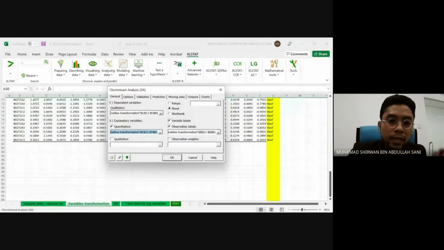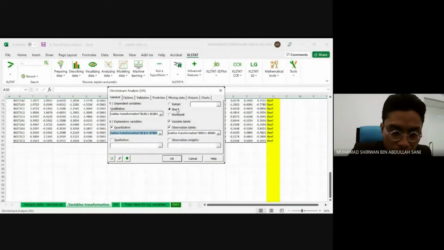Okay, done. Make sure you choose sheet. Sometimes people will be asking, okay, kenapa ada range? Why should we choose sheet? Why don't we choose workbook?